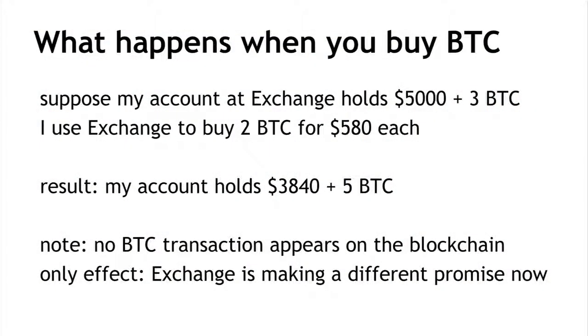Now, it's important to understand what happens if you buy or sell Bitcoins in an exchange. So suppose my account at some exchange starts holding $5,000 and 3 Bitcoins. And I use the exchange, I put in an order to buy 2 Bitcoins for $580 each. And eventually the exchange finds someone who's willing to take the other side of that transaction, and the transaction happens. So the result of that is that my account is different. Now I have 5 Bitcoins instead of 3, and I also have $3,840. That's my 5,000 initial dollars minus $580 each times 2 Bitcoins. That's $3,840. So now that's what's in my account.